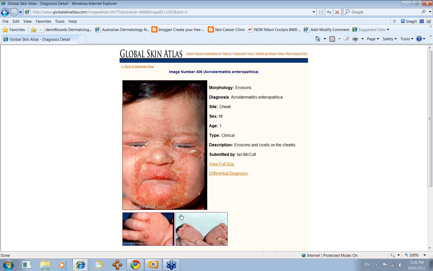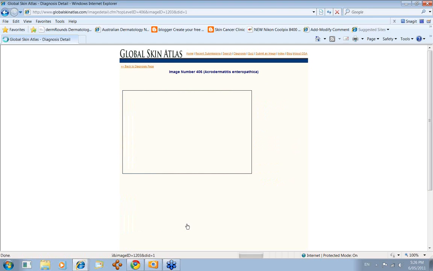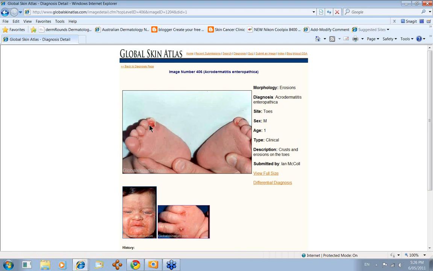But as well as that, if you look elsewhere, on the foot here, there in fact has been an erosion or even a little blister there, and then this crusting on the hand. And if you look at the foot, there's in fact been a blister here, and the blister has peeled. So you might have some difficulty initially wondering what was happening with this child.